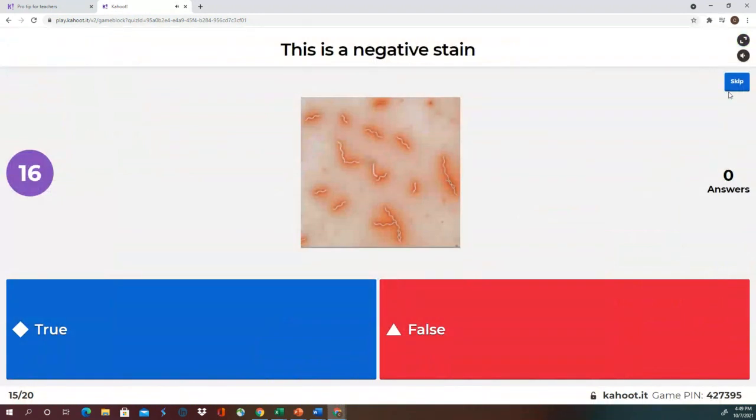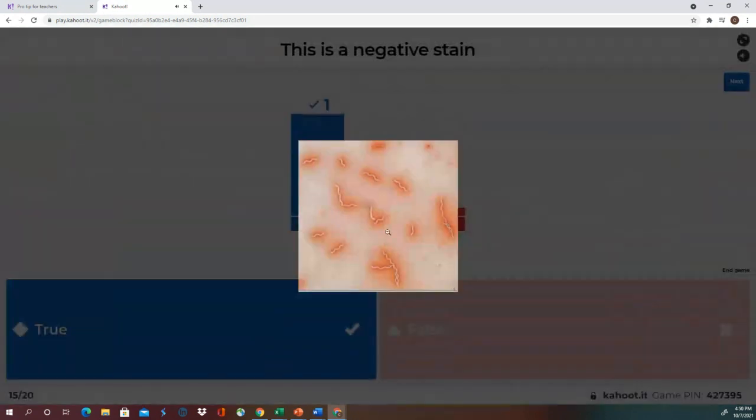Is this a negative stain? So ask yourself, is the cell colorful or is the cell colorless? In this case, the cell is colorless. Pretty little spirochetes, so I should answer this question. Okay, so again, this is Congo red, which is making the background a reddish color and repelling the actual cell. So the cell looks colorless.